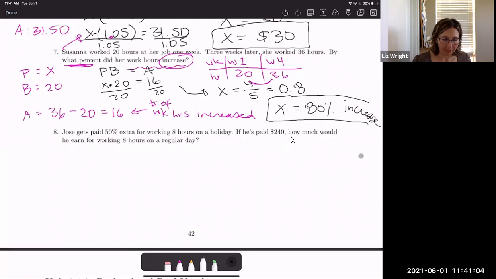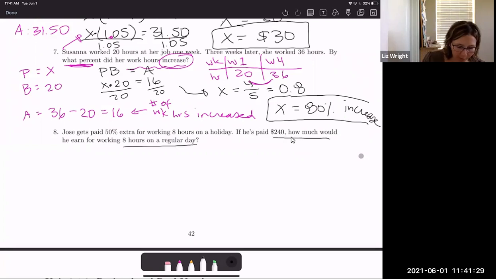All right, now let's check out number 8. Number 8, there's all kinds of ways we can do this problem, so let's read it and we'll pick a couple of ways. Jose gets paid 50% extra for working 8 hours on a holiday, and if he's paid $240, how much would he earn for working 8 hours on a regular day?